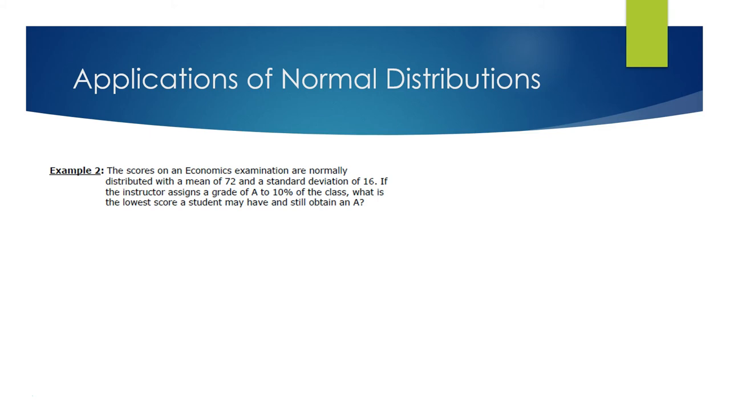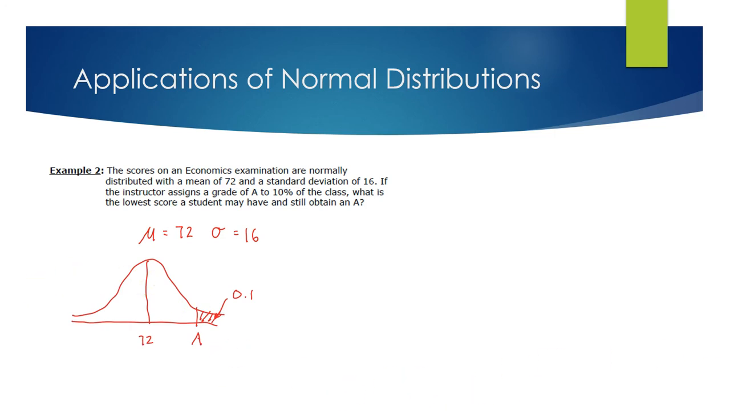So this one's a little different because here they're essentially giving us the probability that we would need to calculate, and they're asking us to find the score, the x value, ultimately. So basically I'm going to work my way backwards from a probability to a z-score, and then from the z-score to a score. So I'm still going to use the fact that the mean was 72 and the standard deviation was 16.